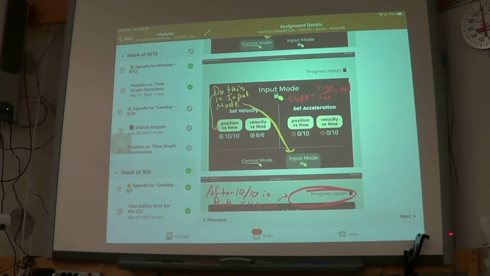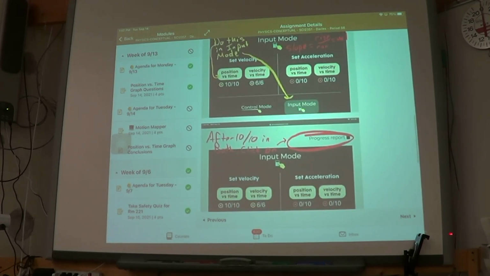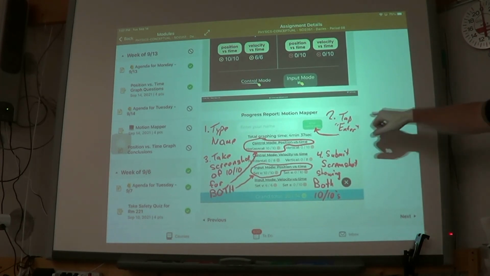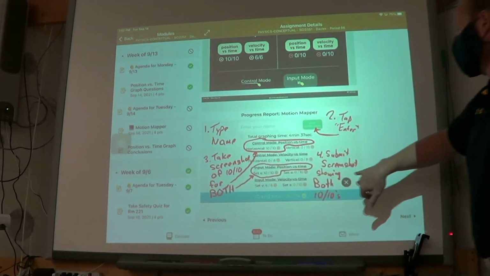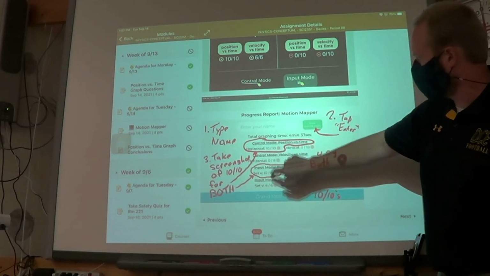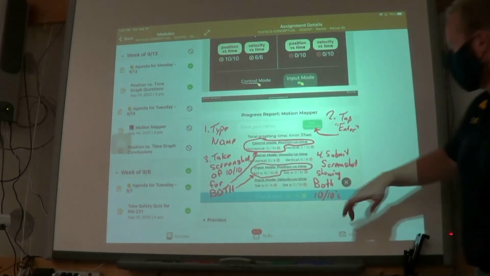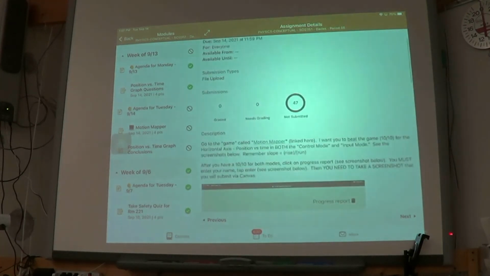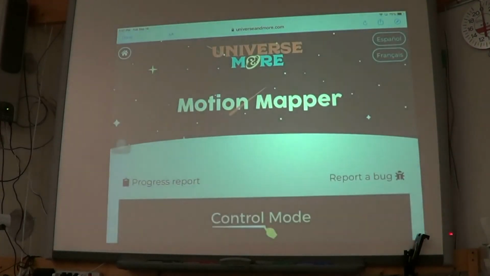When you're done, you've got to win the game. You got to get a 10 out of 10. Click the progress report, type your name in it, and then enter. Take a screenshot that shows you have a 10 out of 10 on the horizontal position versus time, in control and input, and then submit the screenshot. The game is, I think, an okay game.